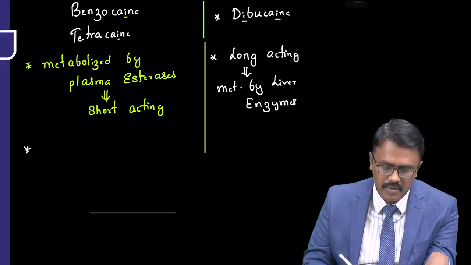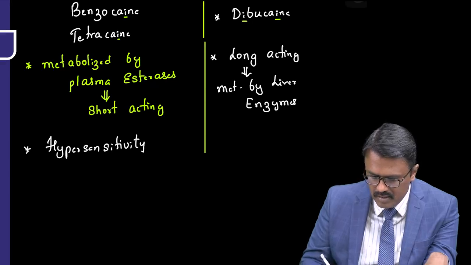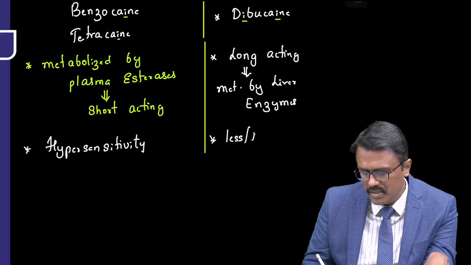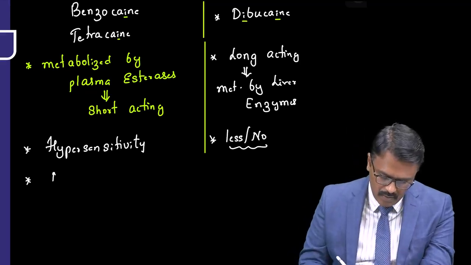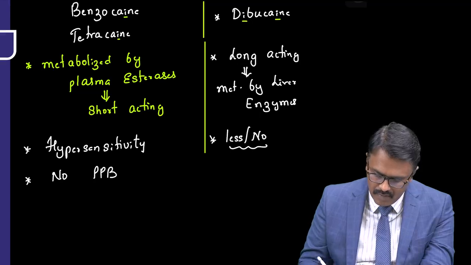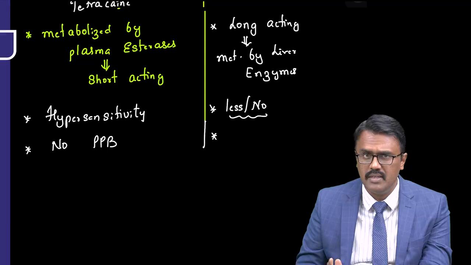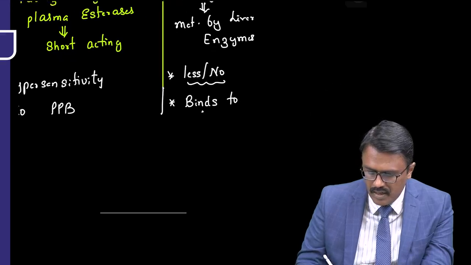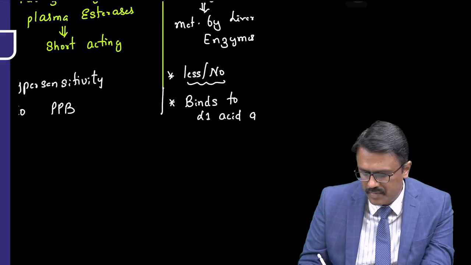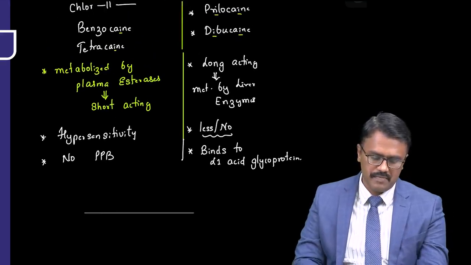And esters can produce hypersensitivity reaction, allergy. Hypersensitivity reactions are seen with esters. There is less or no hypersensitivity with amide drugs. Another difference is plasma protein binding. Esters don't bind to plasma protein, but amides will bind to plasma protein. Remember, I have discussed lignocaine in general pharma also. A basic drug, it binds to alpha-1 acid glycoprotein. So that is the difference between the esters and amides.